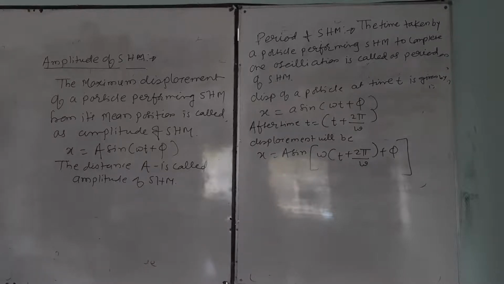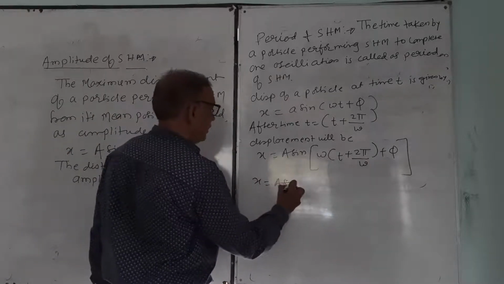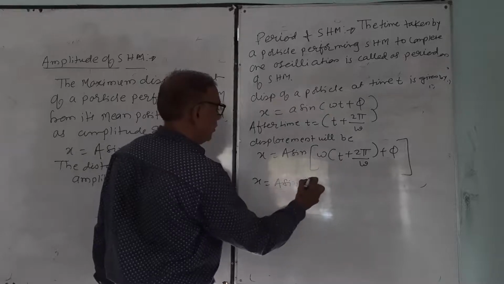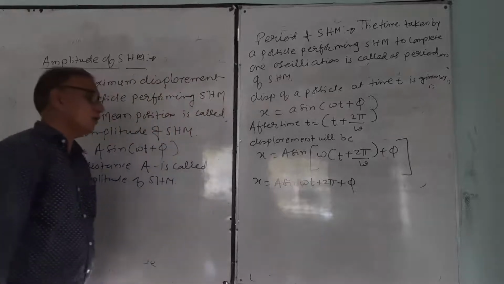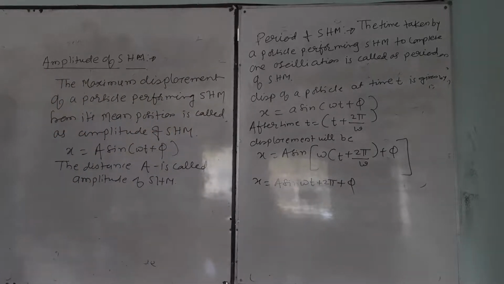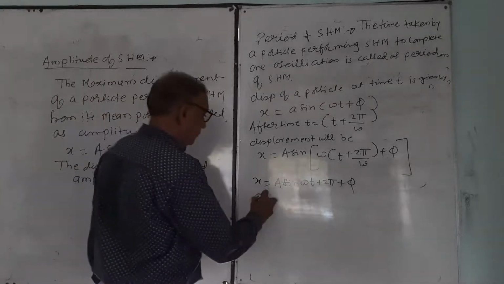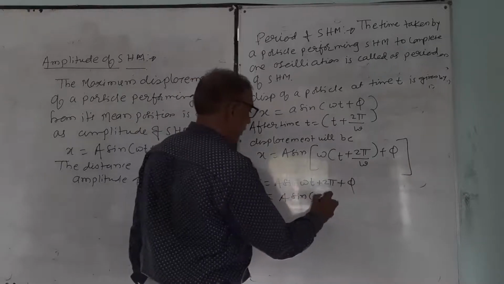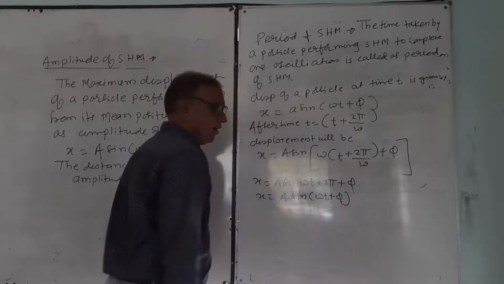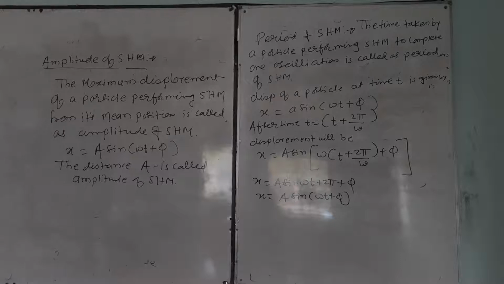Therefore, x is equal to a sin of omega t plus twice pi plus phi. Therefore, x is equal to a sin of omega t plus phi.